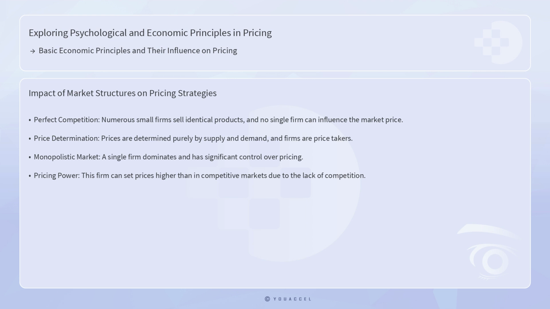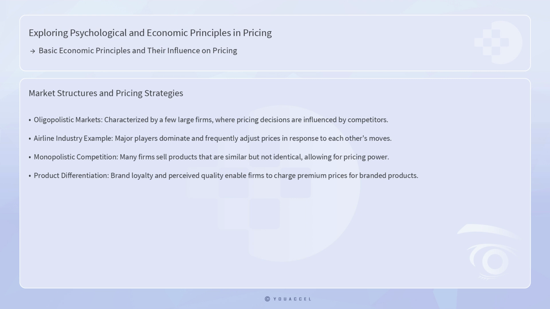Market structures also significantly impact pricing strategies. In a perfectly competitive market, numerous small firms sell identical products, and no single firm can influence the market price. Prices are determined purely by supply and demand, and firms are price takers. In contrast, in a monopolistic market, a single firm dominates and has significant control over pricing. This firm can set prices higher than in competitive markets due to the lack of competition.